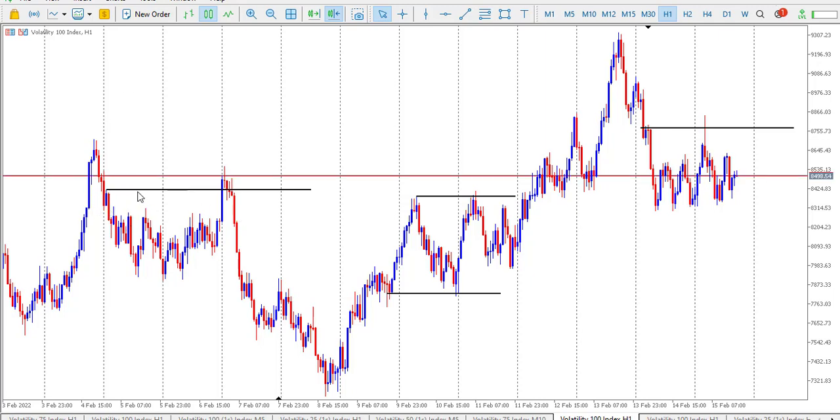This horizontal black line marks the point of failure of the setup, where we will know that the setup has failed. But as you can see, it just prints one candle, then turns and goes all the way to all our targets, right? So how do you trade these kinds of scenarios?